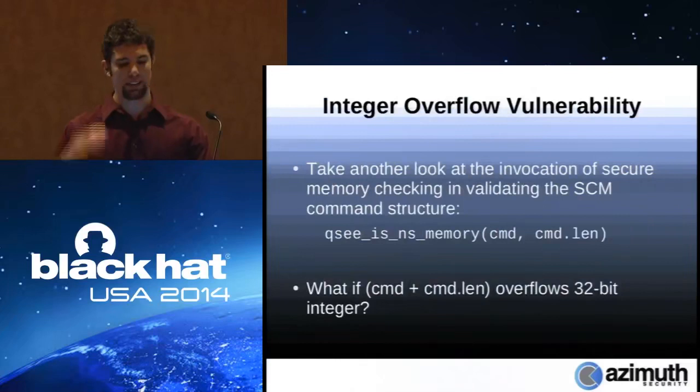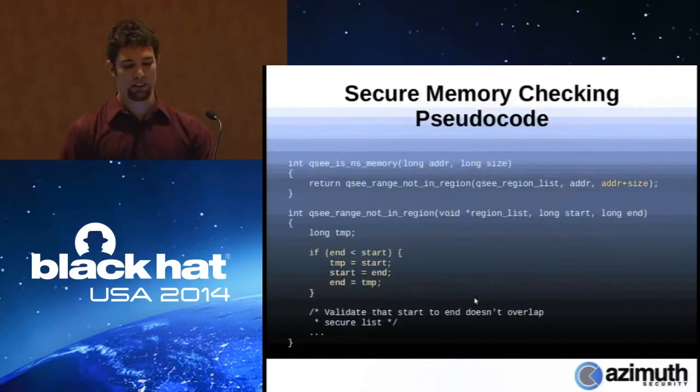So applying this idea to the invocation of the secure memory checking that's used to validate this SCM command structure, they invoke this is non-secure memory with a kernel provided, or attacker provided in our case, address of a command and the length of that command. Now what happens if the address of the command plus its supposed length, both of which are attacker provided values, is greater than the maximum representation of a 32-bit integer?